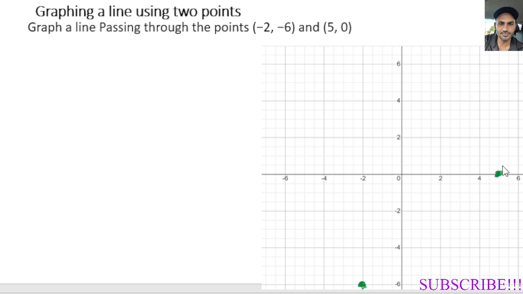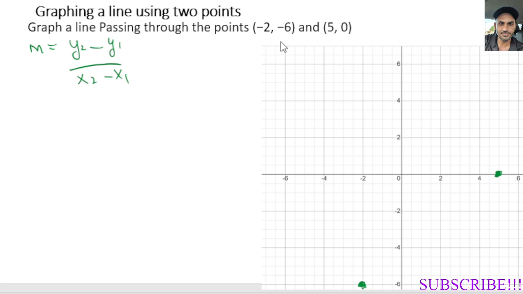And then we want to go ahead and graph this line using this information and calculate the equation of the line as well. So the first thing we want to do is find out the slope of this line. M equals y2 minus y1 divided by x2 minus x1.